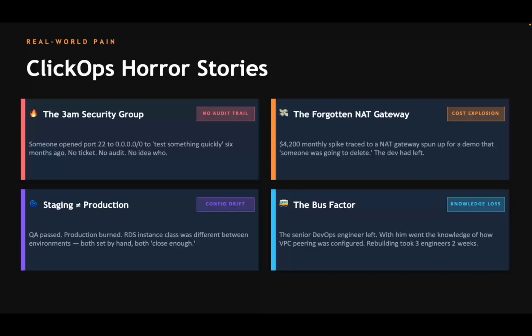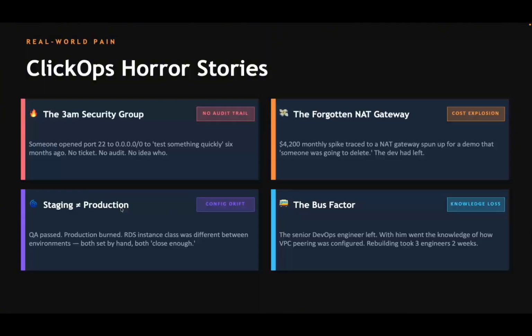Going to the forgotten NAT gateway use case, where a $4,200 monthly bill spike was traced to a NAT gateway that was created for a demo. Someone was going to delete it, but it was obviously forgotten. The budget alarm caught it, and the dev had left 2 weeks earlier.